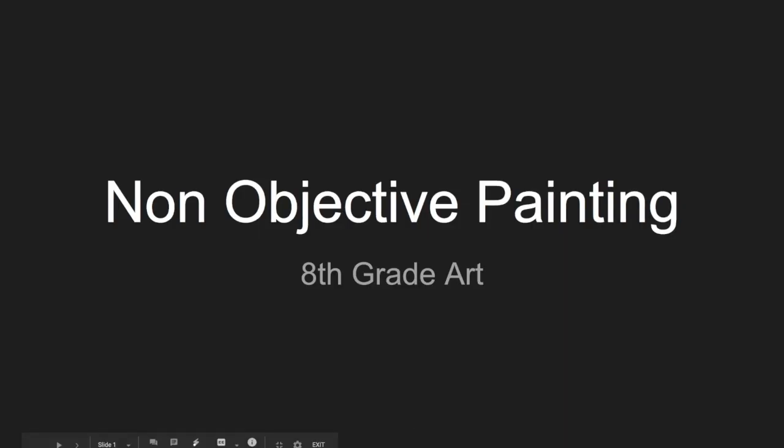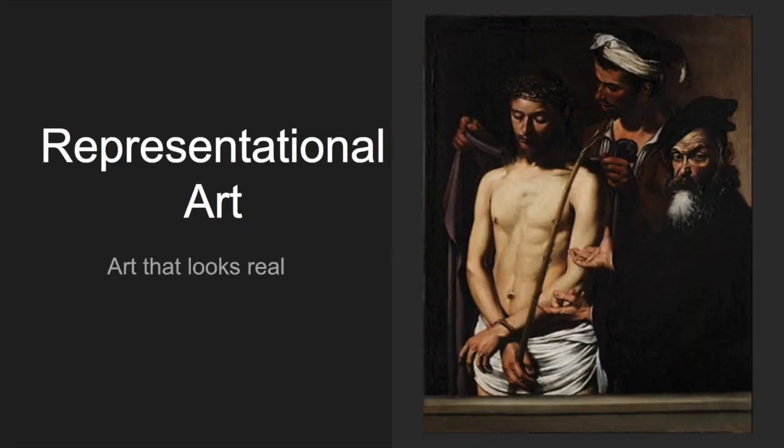Stay tuned. Non-objective painting. I want to make sure we're clear about the three categories all art can be divided into. The first and easiest to remember and recognize would be representational art. This is art that looks real. As this oil painting by Caravaggio illustrates, artists can make things look extremely real. That is called representational art.